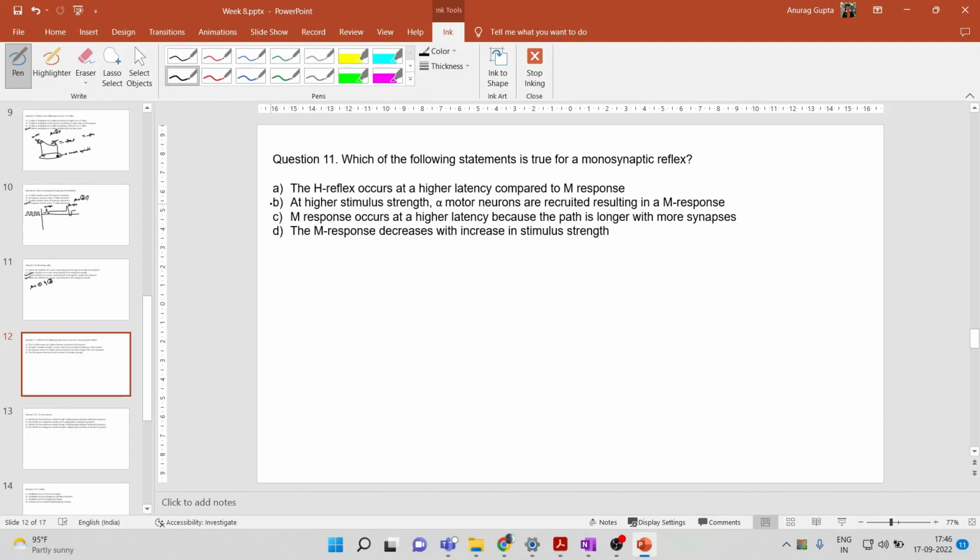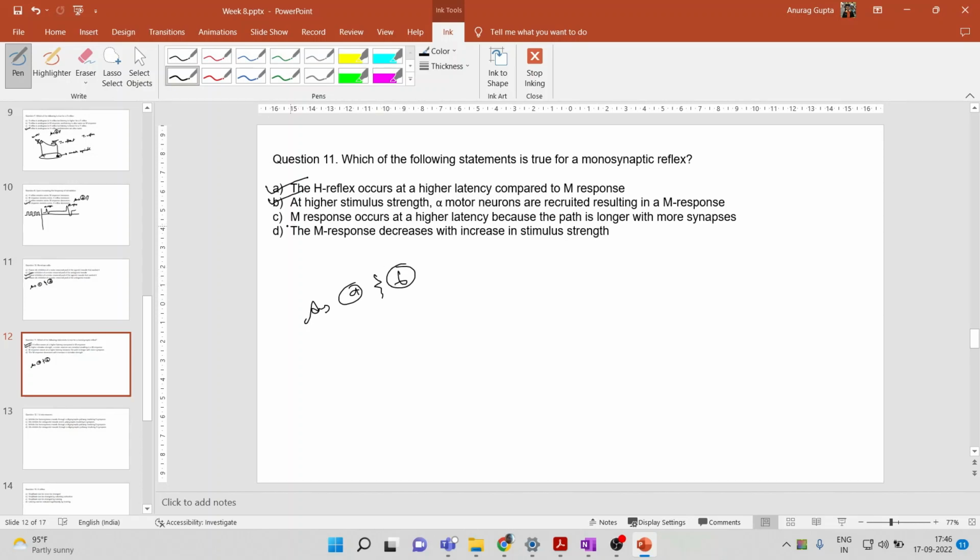So we know that this is correct. We have seen that at higher stimulus strength, alpha motor neurons are recruited, resulting in an M response. This is the definition of an M response. And the H reflex occurs at higher latency compared to the M response. This is also correct because we have seen that there's an extra synapse, a central synapse, involved in the H reflex. Plus, there is the extra conduction time of the afferents as well. So the answer is A and B.